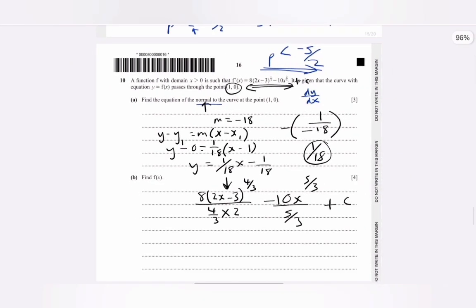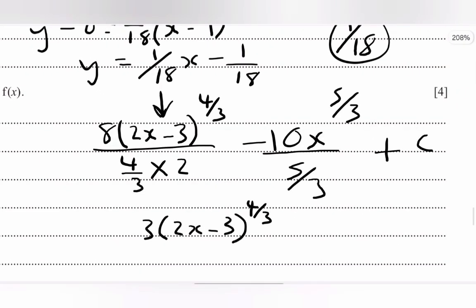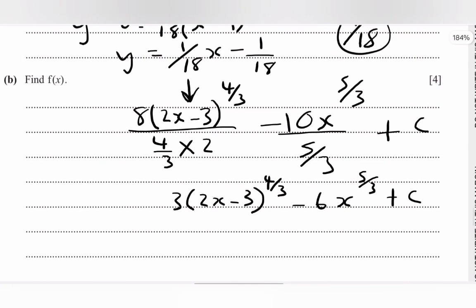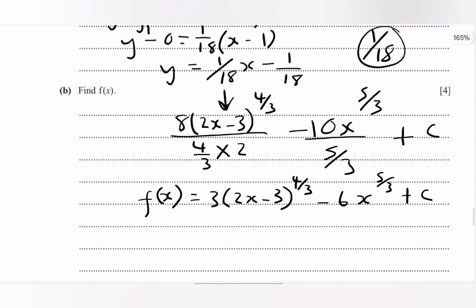And so simplifying that, 8 divided by 8 over 3, that is giving us 3 there. So it's 3 times 2x minus 3 to the power 4 over 3. Then this is minus 30 over 5, which is minus 6x to the power 5 over 3 plus c, and that will be f of x. But to get the constant c, we're just going to substitute 1, 0. Say f of x is equal to 0 when x is equal to 1.